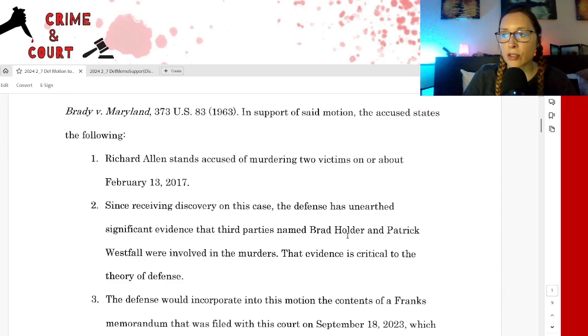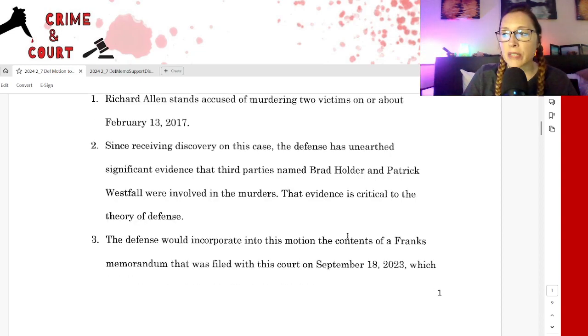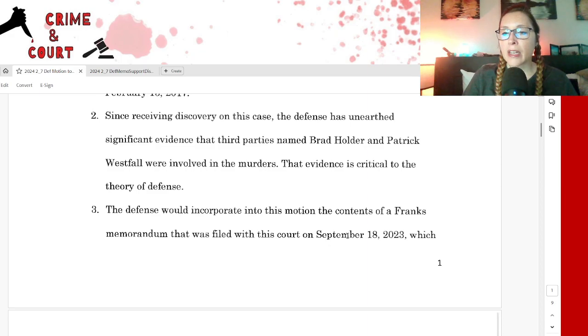In support of said motion, the accused states the following. Richard Allen stands accused of murdering 2 victims on or about February 13th, 2017. Since receiving discovery on this case, the defense has unearthed significant evidence that third parties named Brad Holder and Patrick Westfall were involved in the murders. That evidence is critical to the theory of defense.